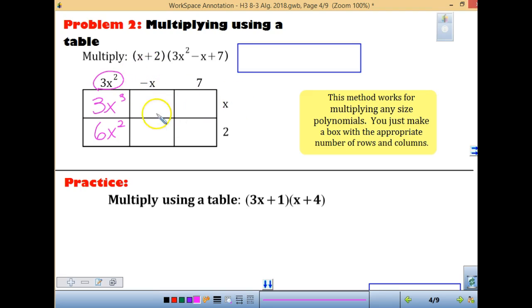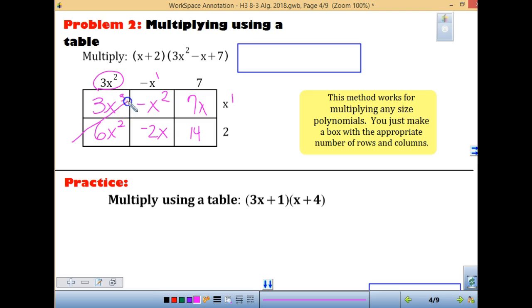I am now going to go to this next column where I had negative x. Negative x times x is going to give me, negative what? If I take x to the first times x to the first, I'm going to get x to the second. So I'm now going to take negative x, Caden, times 2, negative 2x. I'm going to continue with my multiplying. Dylan, if I'm taking 7 times x, 7x. And Jack, multiplying the last one, 14.